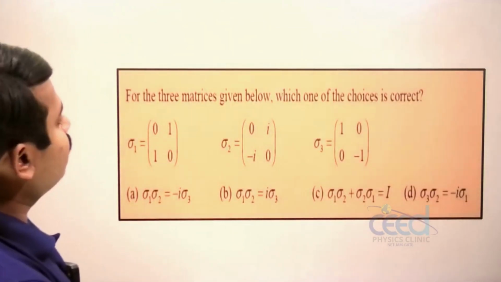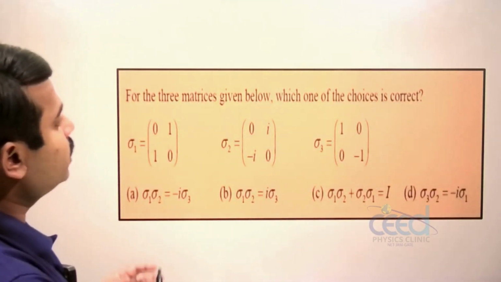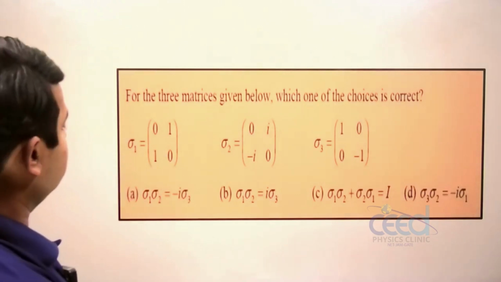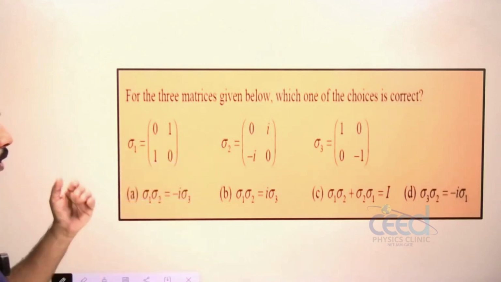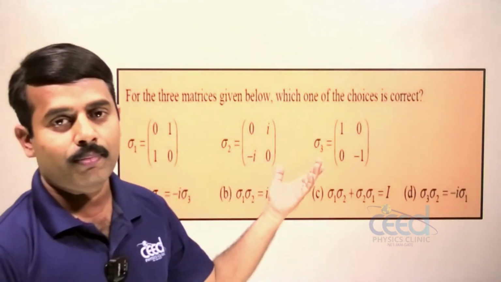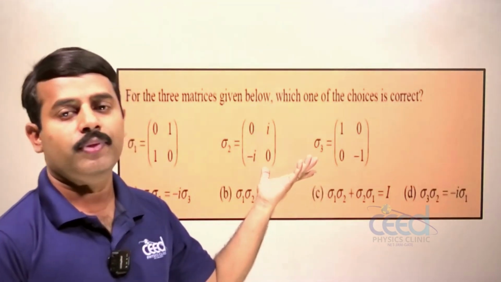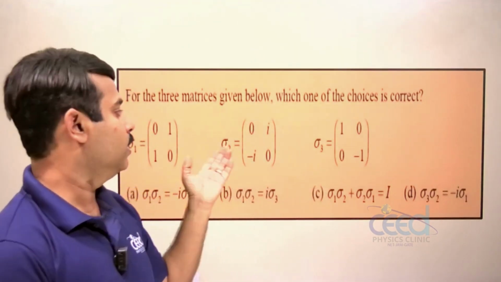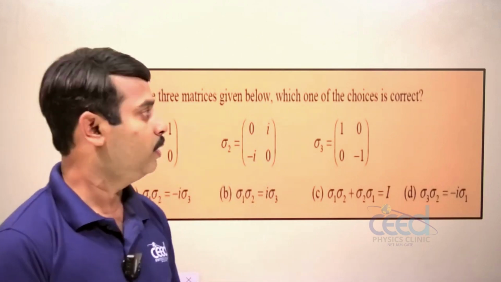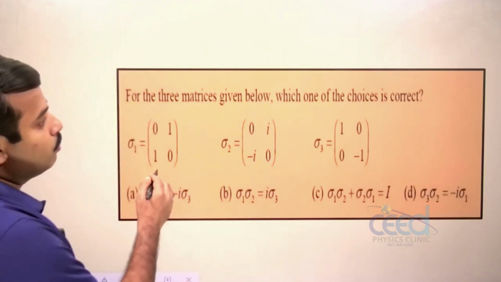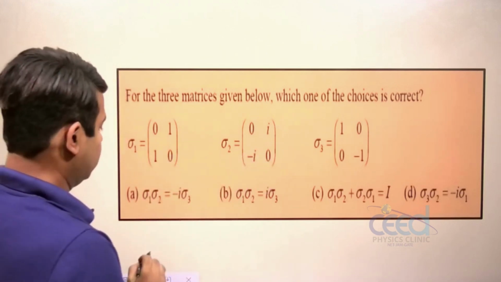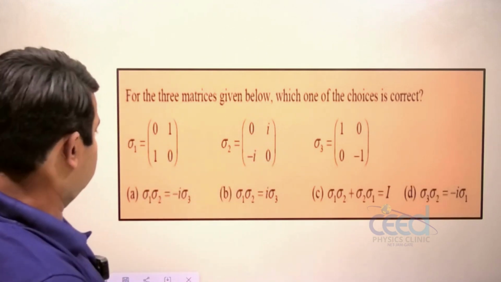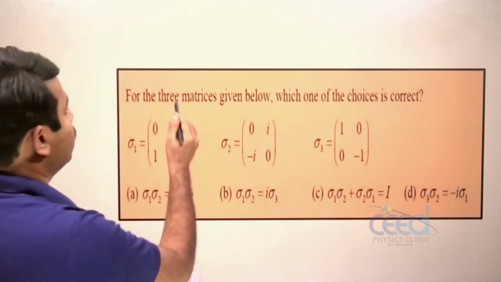For the three matrices given below, which one of the choices is correct? Here sigma 1 is a popular matrix in quantum mechanics. In the angular momentum chapter of quantum mechanics we will discuss what the Pauli spin matrices are. So the Pauli spin matrices are given as sigma 1, sigma 2, sigma 3. Which property is correct? So sigma 1, sigma 2 you find first.